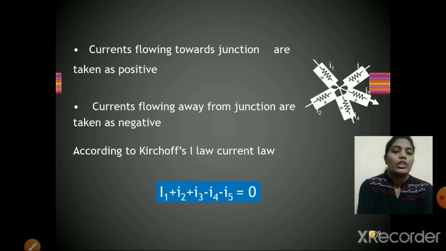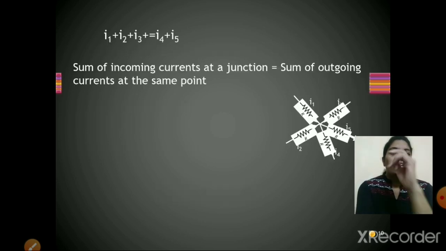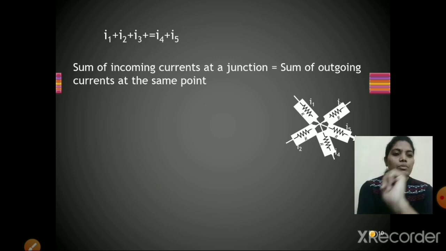So I1 plus I2 plus I3 plus of minus I4 plus of minus I5 is equal to 0. Now plus of minus, we consider it directly as minus I4 and minus I5. So this is according to Kirchhoff's first law. Now if we bring the negative terms to the other side of the equation, it is I1 plus I2 plus I3 is equal to I4 plus I5.